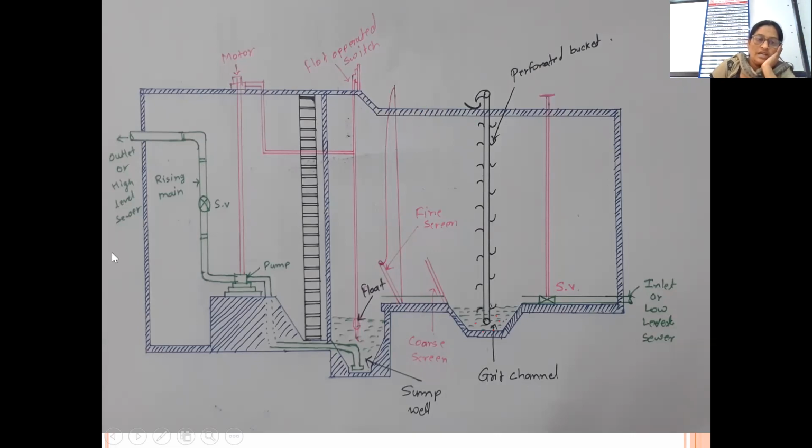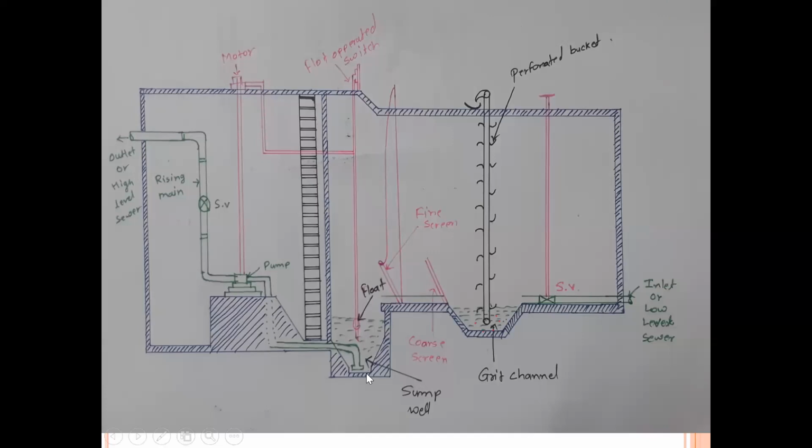Okay, anything else? If no more questions, I request everybody to draw this picture. If you have questions, you can ask me. Okay, please draw it. It will take a little time to complete.